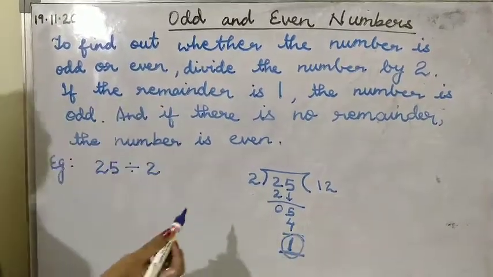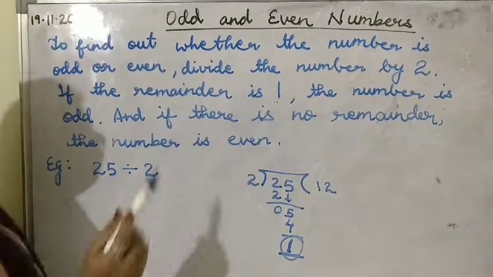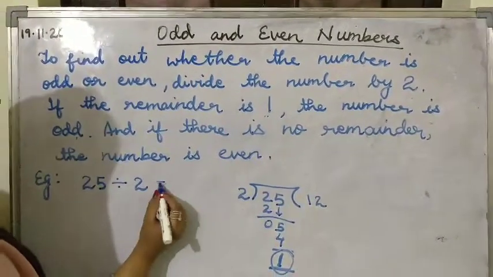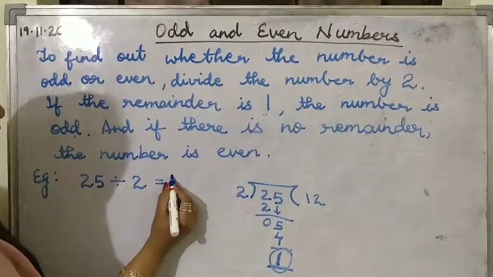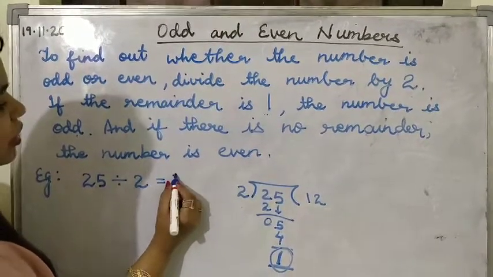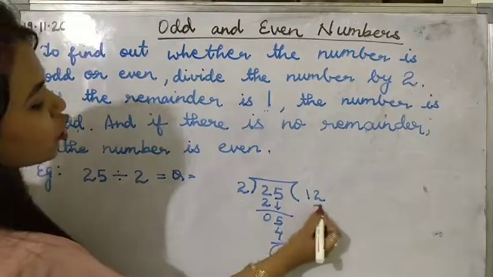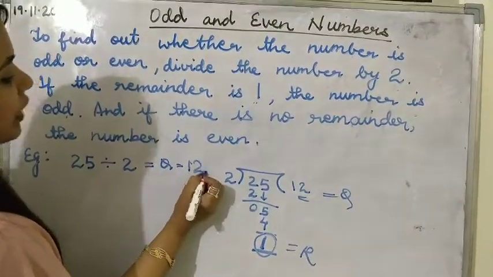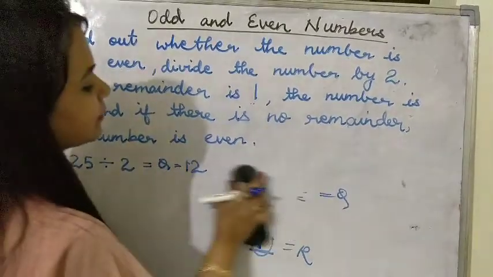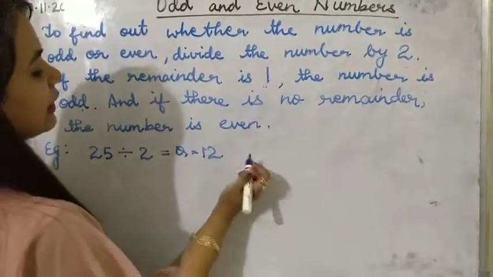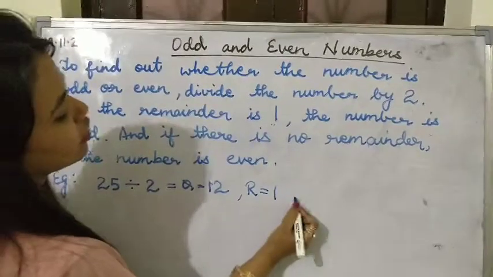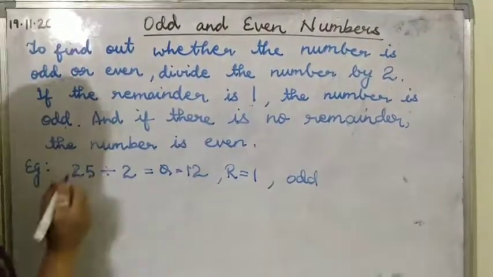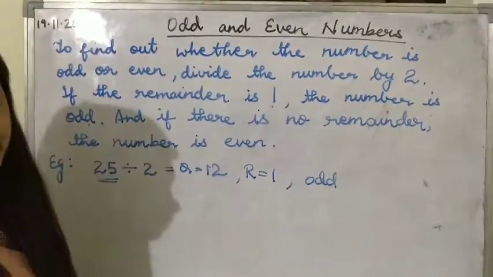So, when the remainder is 1, the number is odd. Since here we are getting remainder as 1, the quotient is 12. This is called quotient. This is called remainder. Quotient is 12 and remainder is 1. So the number is odd. 25 is an odd number.